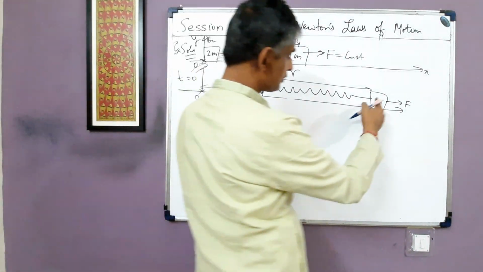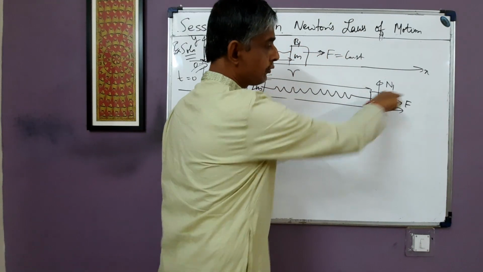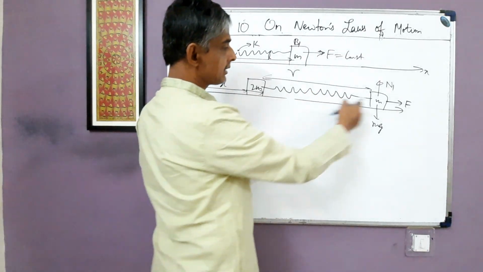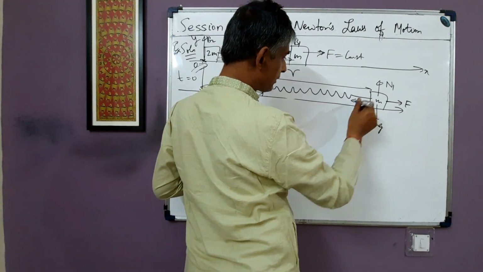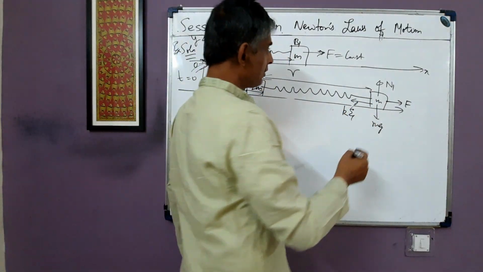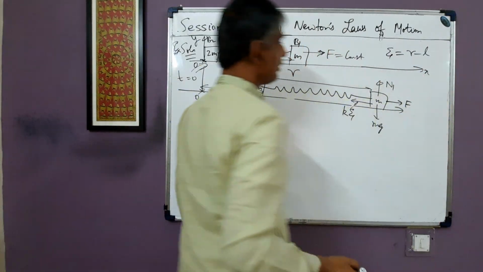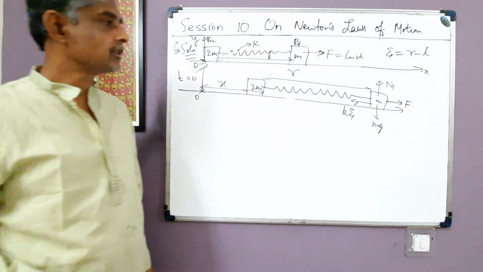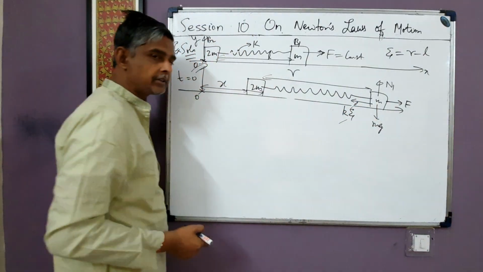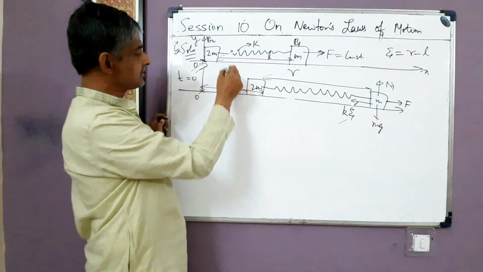What forces act on the block of mass m? mg, normal force n1 and force F. Also we have assumed that the spring is elongated. The elongated spring will exert a force in this direction, and the magnitude of this force will be k times the elongation of the spring, epsilon. What is the elongation of the spring? The length of the spring minus its natural length, so epsilon equals r minus L. This is the free body diagram of the block of mass m at time t.